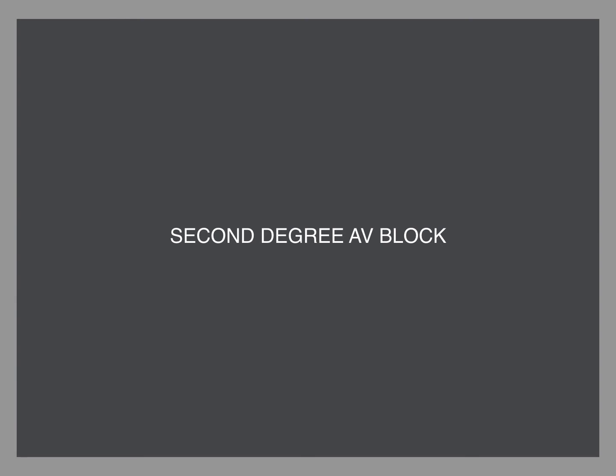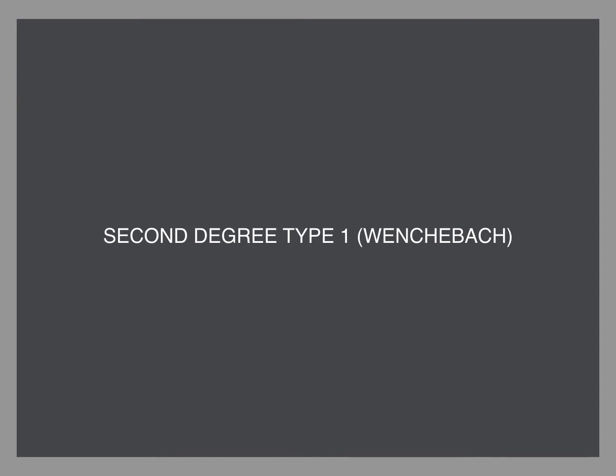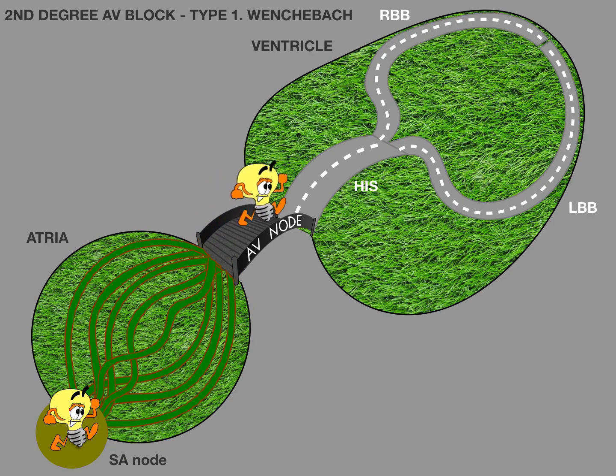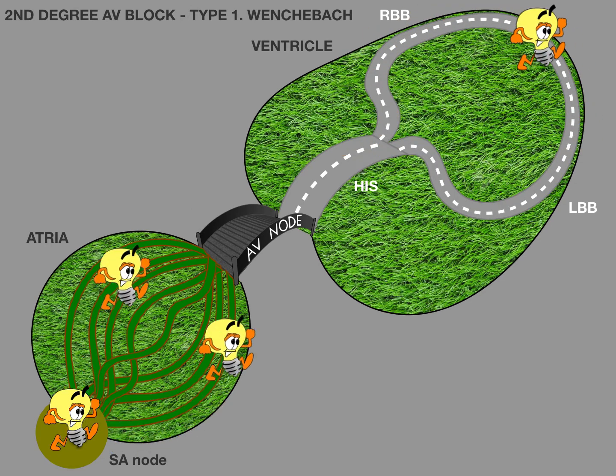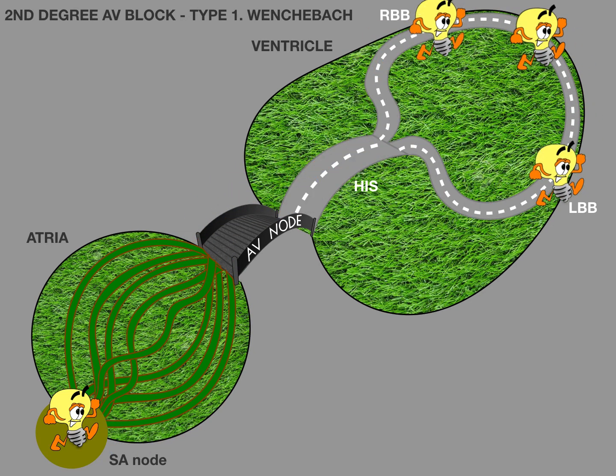Let's now move on to talking about second degree AV block. We'll start with second degree AV block type 1, which is also known as Wenckebach. Here's a short animation showing second degree AV block type 1, also known as Wenckebach.